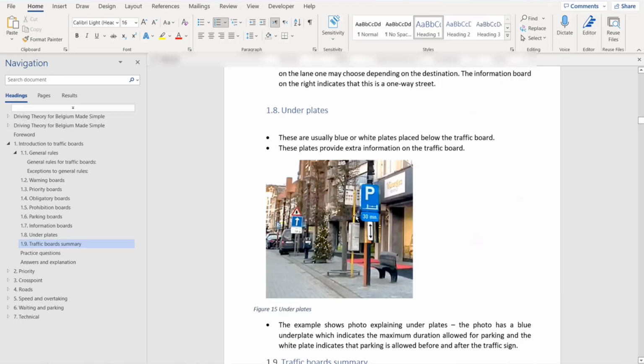They say you are only allowed to park here for a maximum of 30 minutes and you are allowed to park on both sides of the street. So how do you show you have parked here for 30 minutes? You have to use your blue parking disc to park in this place.